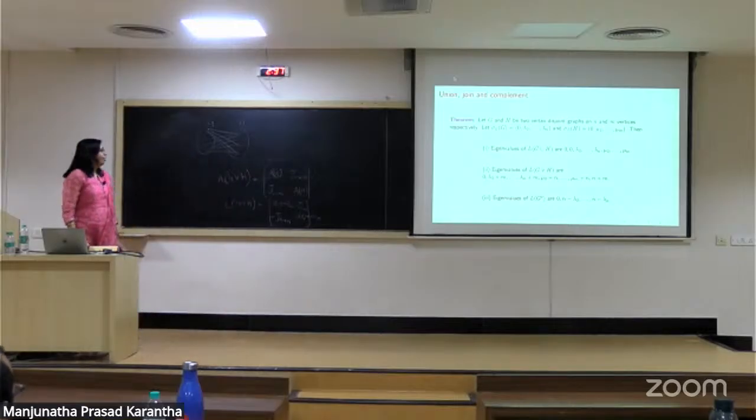Okay. So now if I know the eigenvalues of G and H, the Laplacian eigenvalues, can I obtain the eigenvalues for the join? So how to do it?